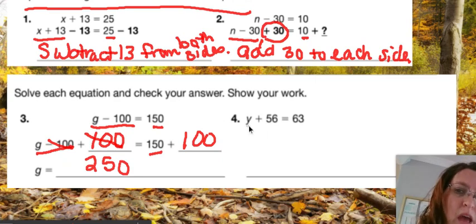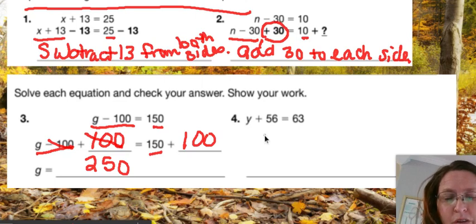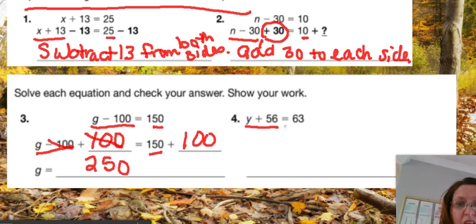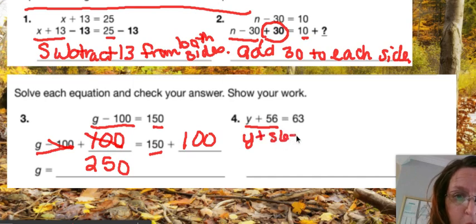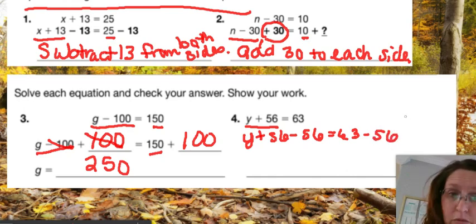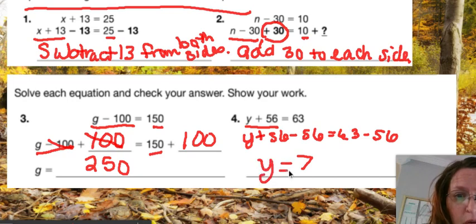Over here, I'm going to ask the same question. What's my variable? My variable is y. What are they doing to y? They're adding 56. So how do I do the opposite? I have to subtract 56 from both sides. So I'm going to do y plus 56 minus 56 equals 63 minus 56. When I'm subtracting 63 minus 56, I can count up or I can just subtract. And my answer would be 7. So y equals 7.